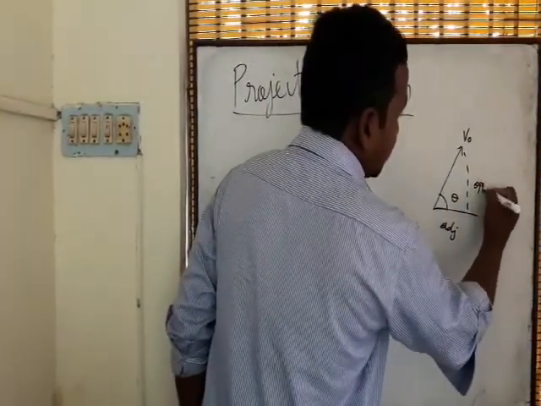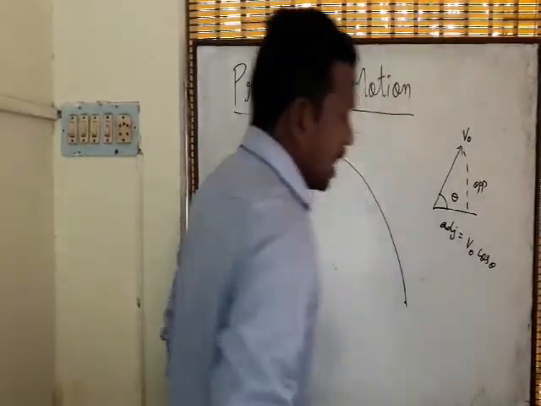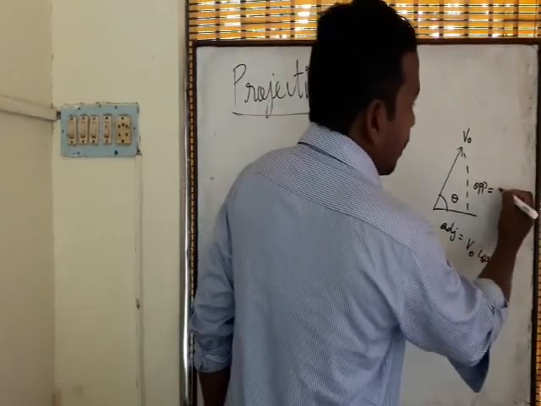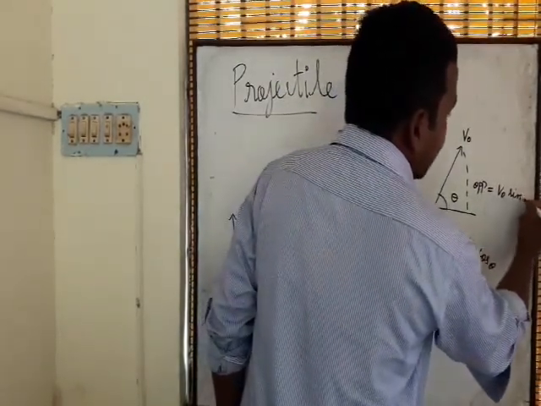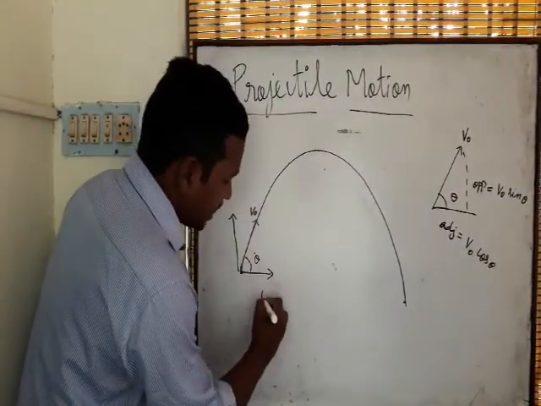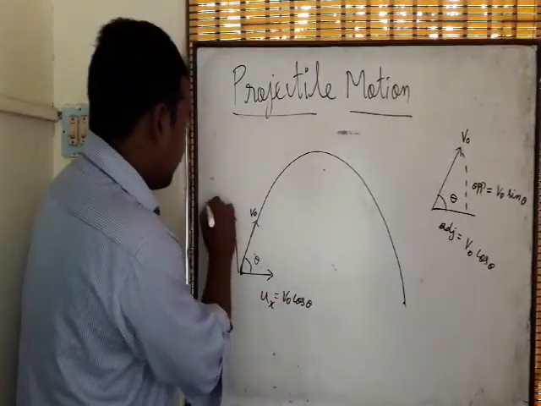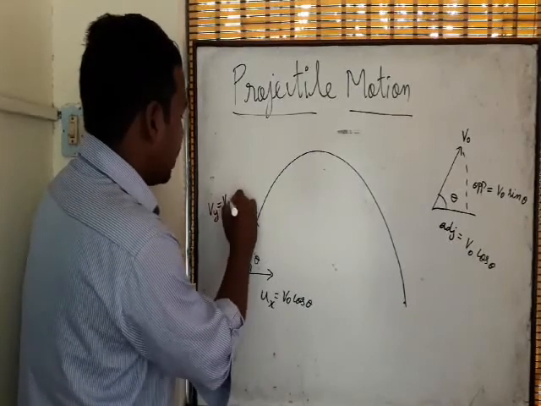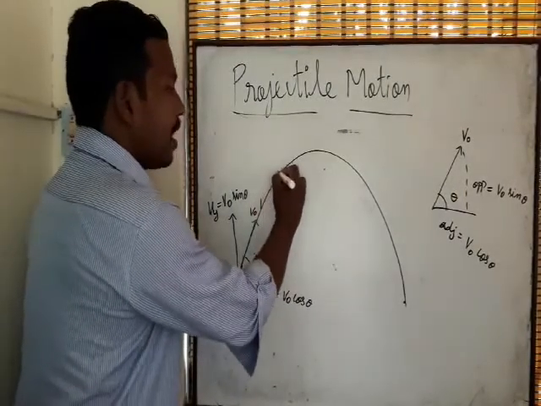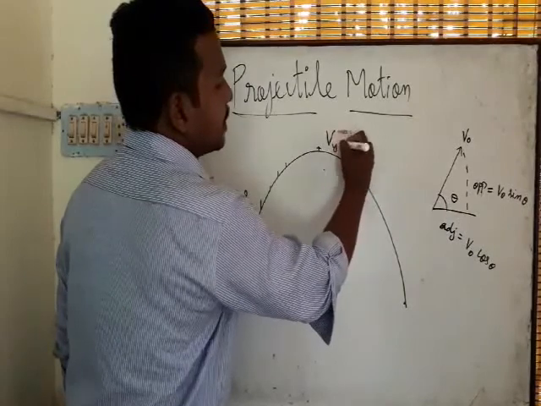adjacent and opposite. Adjacent is equal to v0 cos theta because adjacent by hypotenuse is equal to cos theta, and opposite by hypotenuse is equal to sin theta. That means the initial velocity on the x-axis is v0 cos theta and the initial velocity on the y-axis is v0 sin theta. When the object is going up slowly, the final velocity on the y-axis will be 0.